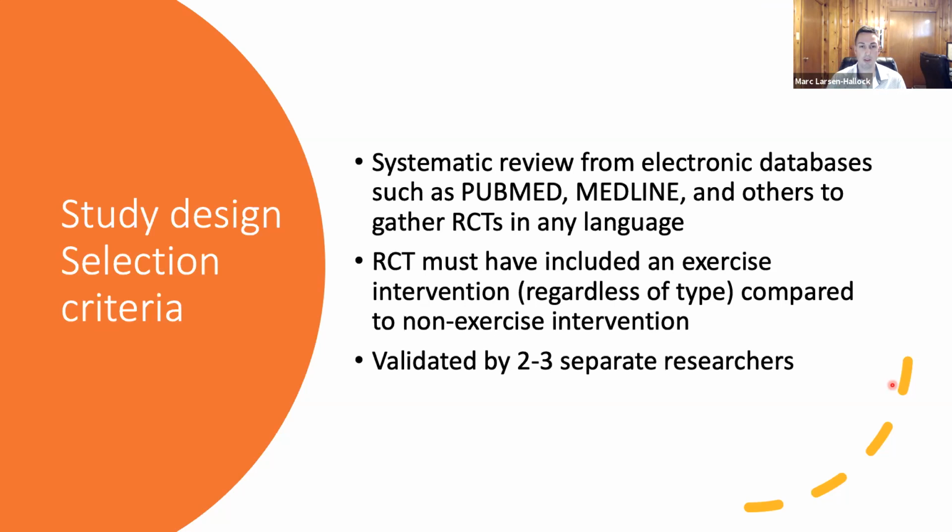For this paper, they said that the RCTs must have some sort of exercise intervention that compared to a non-exercise intervention. And they used two different researchers that were independent of one another to do the same process, all on their own for the entire thing. And then if any time there was a discrepancy, they had a third independent researcher to be the tiebreaker.